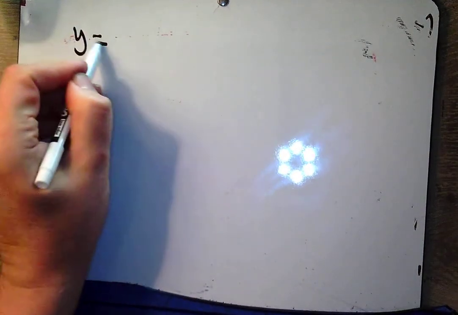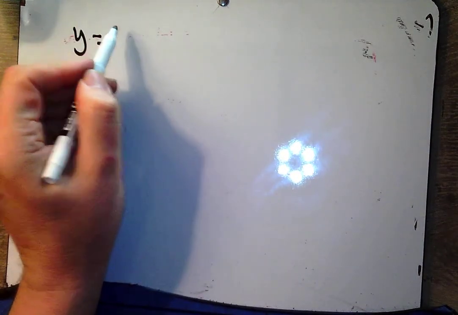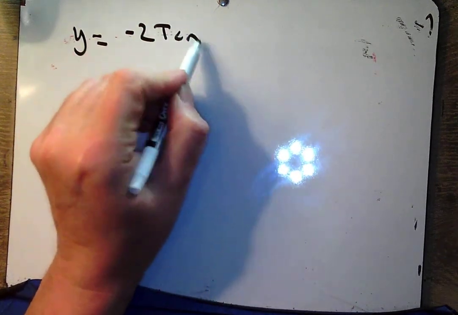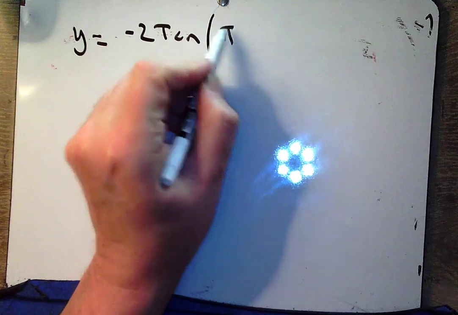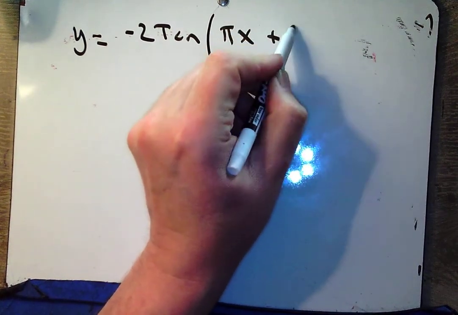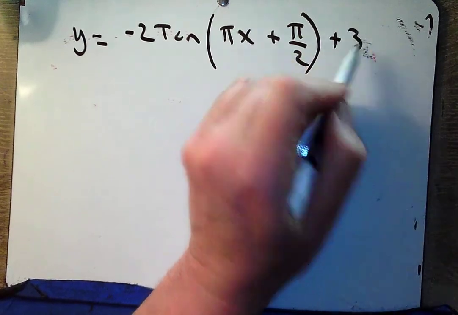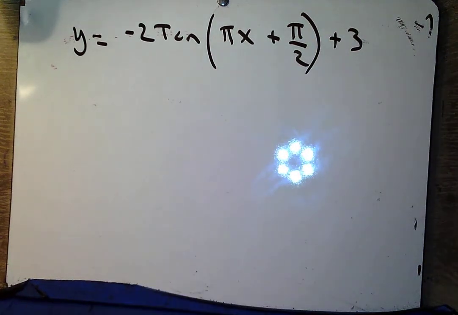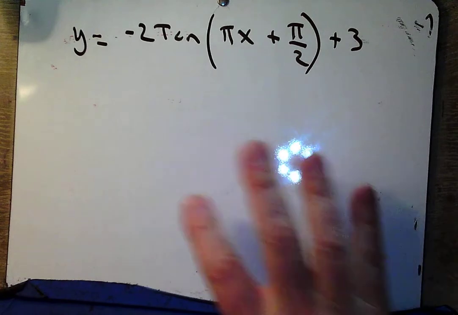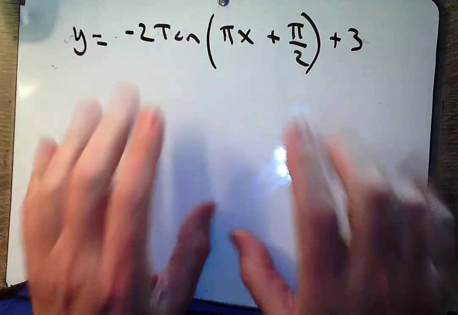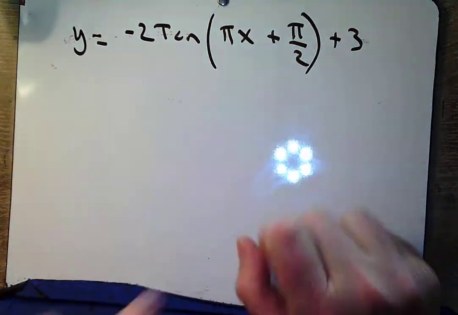So how about you? It's time. Please graph this one: y equals negative 2 tangent of pi x plus pi over 2, plus 3. Before you pause this, I'm interested to know what you set your argument to.